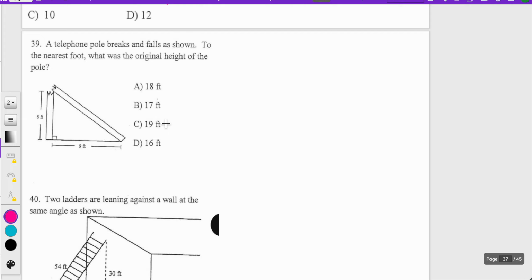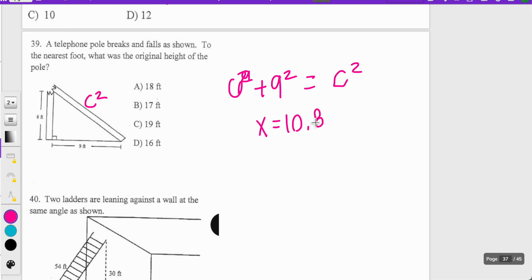39, a telephone pole breaks and falls as shown. To the nearest foot, what was the original height of the pole? We want to just double check to make sure this is our c squared. So we're doing 6 squared plus 9 squared is equal to x squared, or c squared. We're going to get about 10.8. So for the original height, we're just adding 10.8 back to the 6, and we're getting 16.8, which is closest to 17 feet.